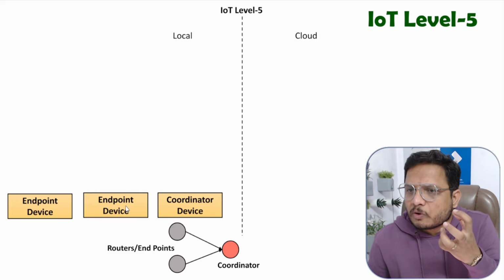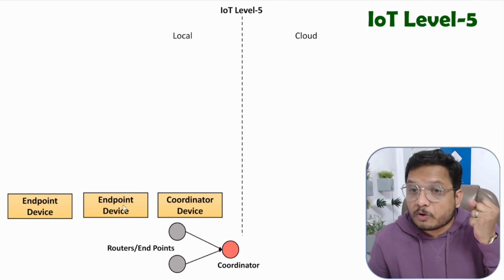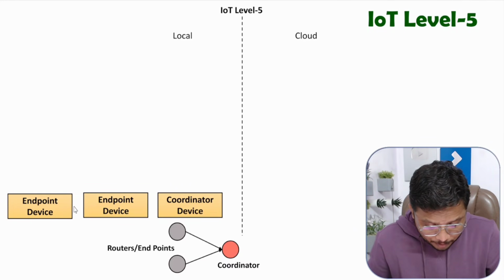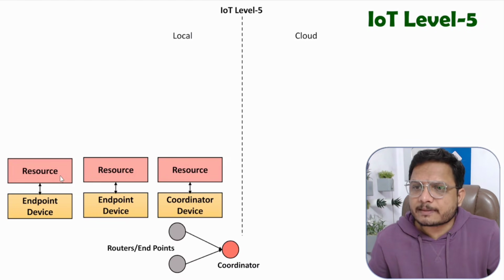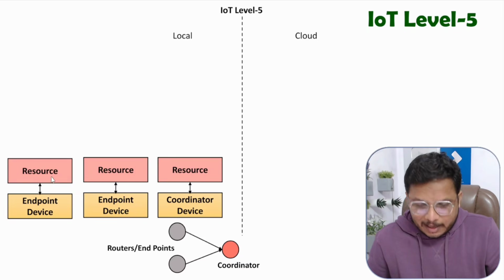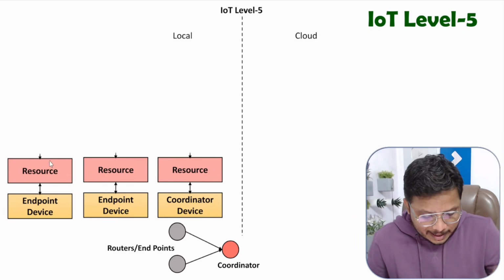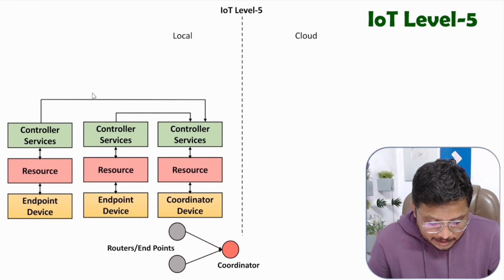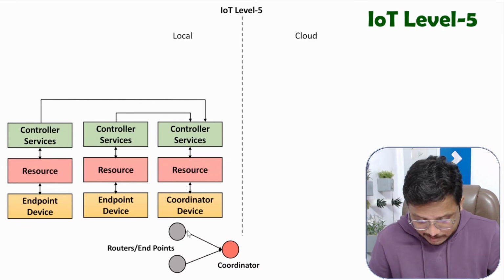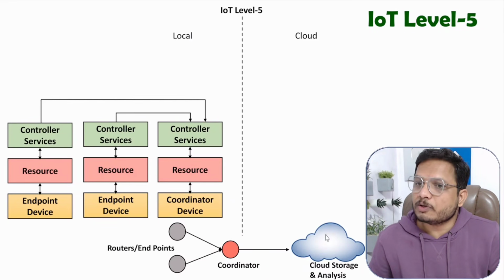Endpoint devices could be embedded systems or routers. These endpoint devices are interacting with the coordinator, which interacts with resources, meaning software on that device. To have communication with the internet, there have to be controller services. So these endpoint devices are transferring data to the coordinator, as you can observe in this diagram. And now this coordinator will be interacting with cloud storage.